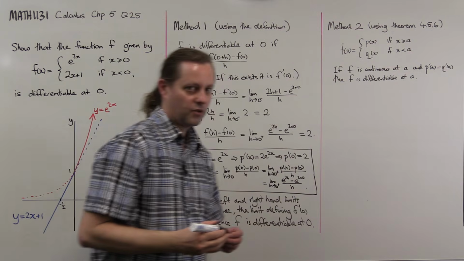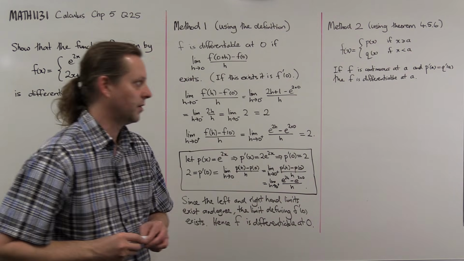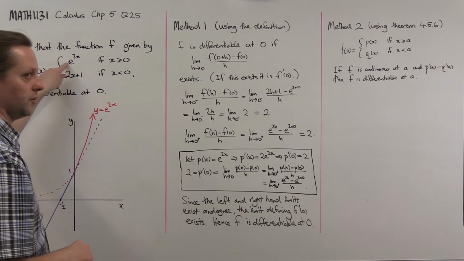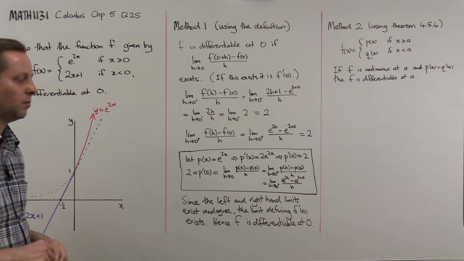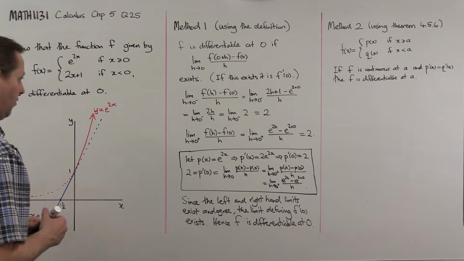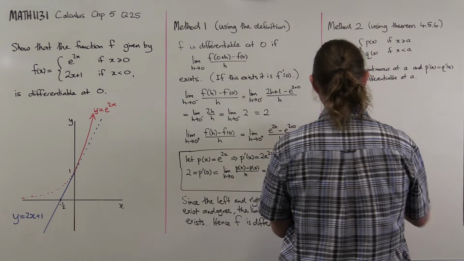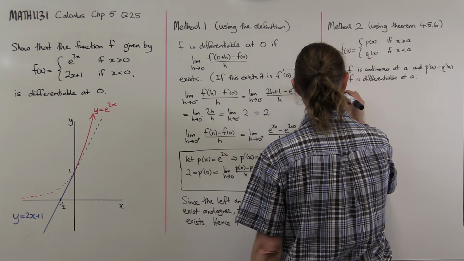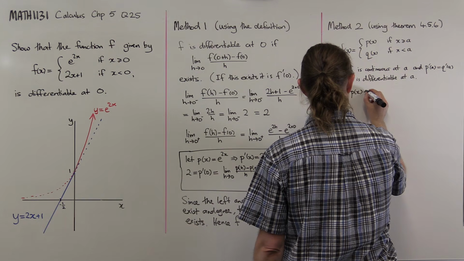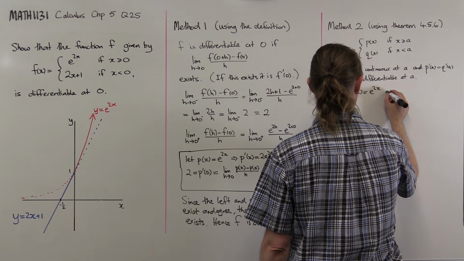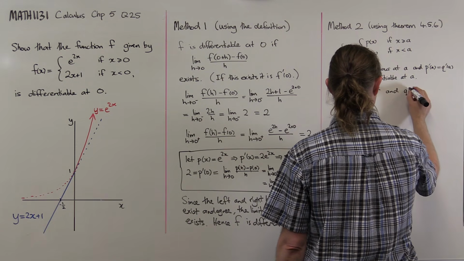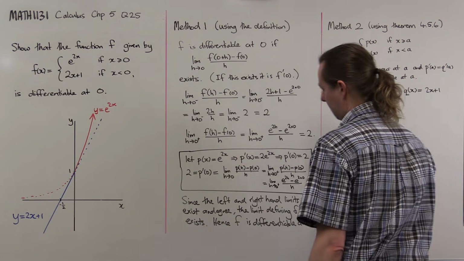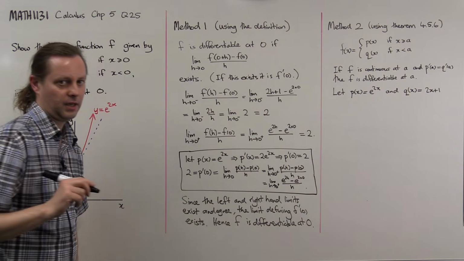Okay, so we're going to use that theorem from the notes. Now you can see that we need to define p of x to be e to the 2x and q of x to be 2x plus 1, and this a is 0 in this case. So let's let p of x equal e to the 2x and q of x equal 2x plus 1.